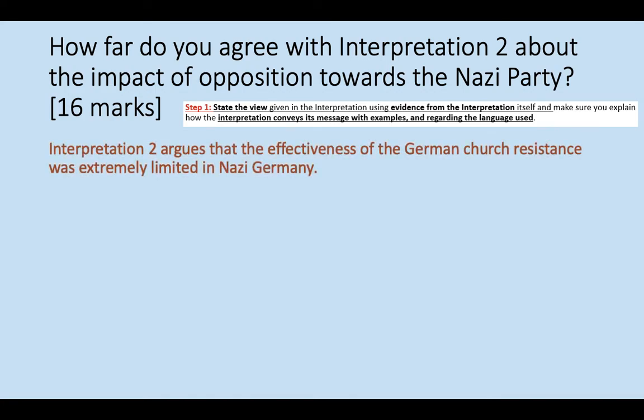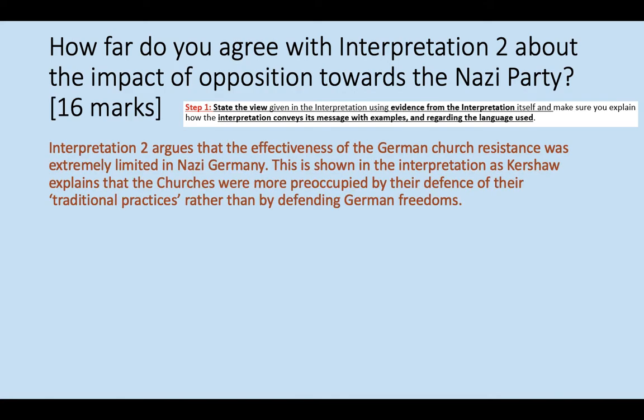Here we go. Interpretation 2 argues that the effectiveness of the German church resistance was extremely limited in Nazi Germany. Brilliant. We've done that. We've stated the view. Now we have to use evidence from the interpretation itself. So let's do that. This is shown in the interpretation as Kershaw explains that the churches were more preoccupied by the defence of traditional practices rather than by defending German freedoms. Notice how I've taken a small quote there from the interpretation to back up my point.